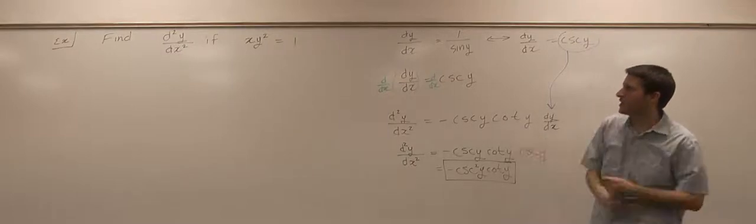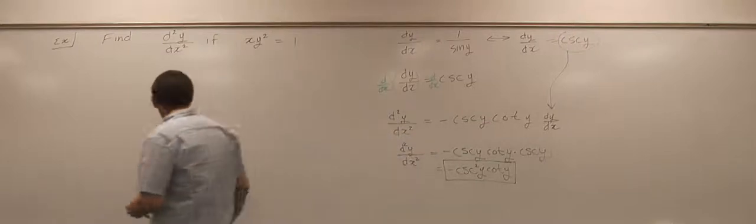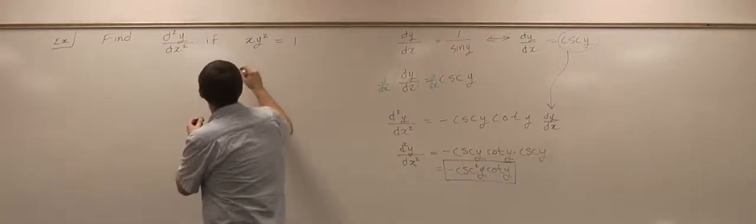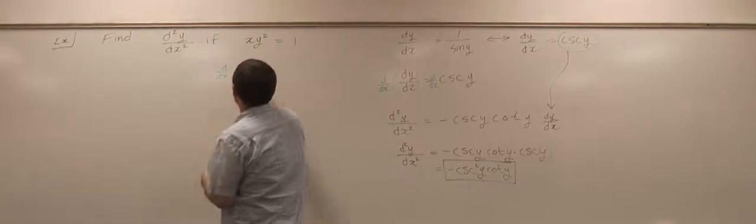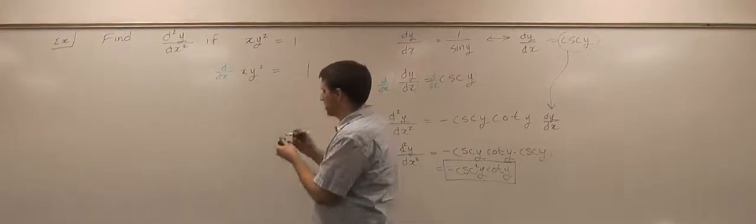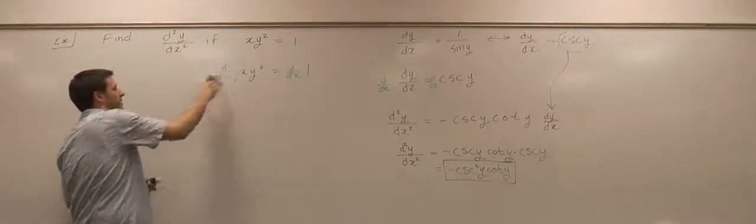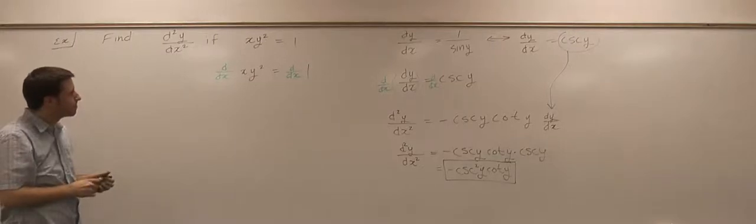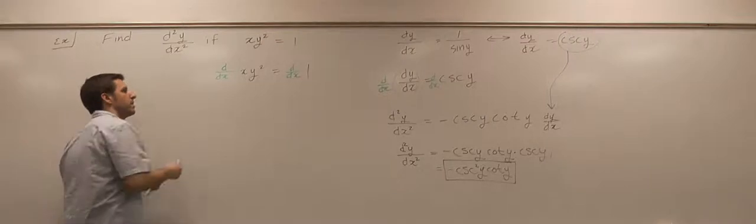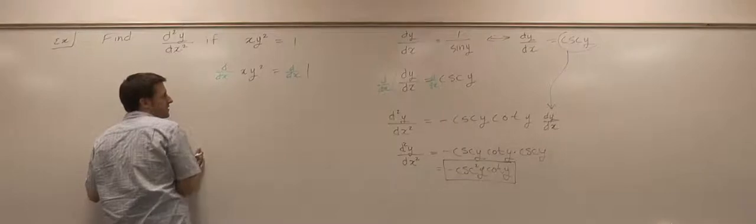So to get to the second derivative, I'm going to have to first do the first derivative. So I do d/dx of the left side, xy squared, equals the derivative of 1. What happens here? How do I do the derivative of x times y squared? Product rule, right? So derivative of the first times the second plus the first times the derivative of the second.